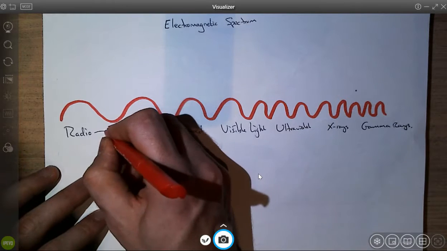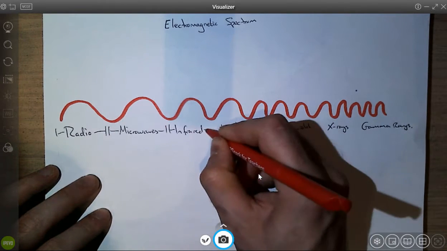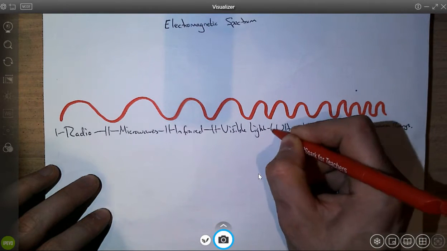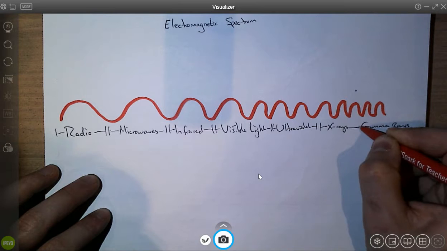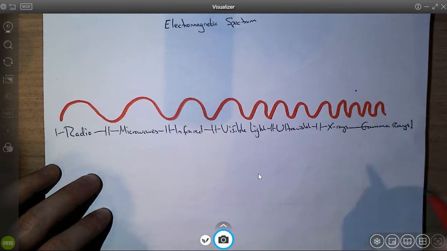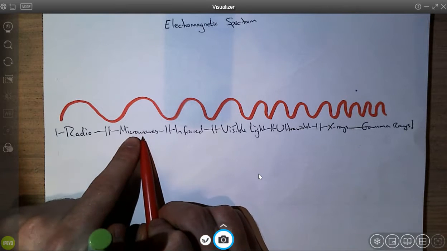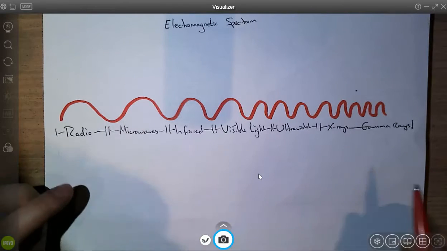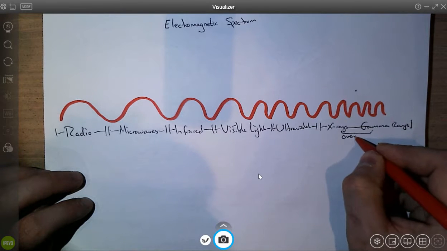So in reality, each of these sections is divided into quite large bands, and that is of course important, right? It's not just one wavelength, it's microwaves, it's a whole band. And then when we get to X-rays and gamma rays, they do overlap a bit.